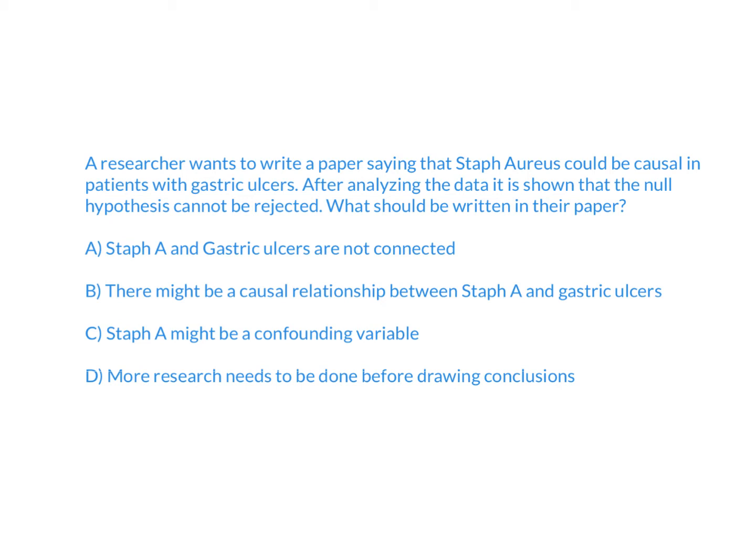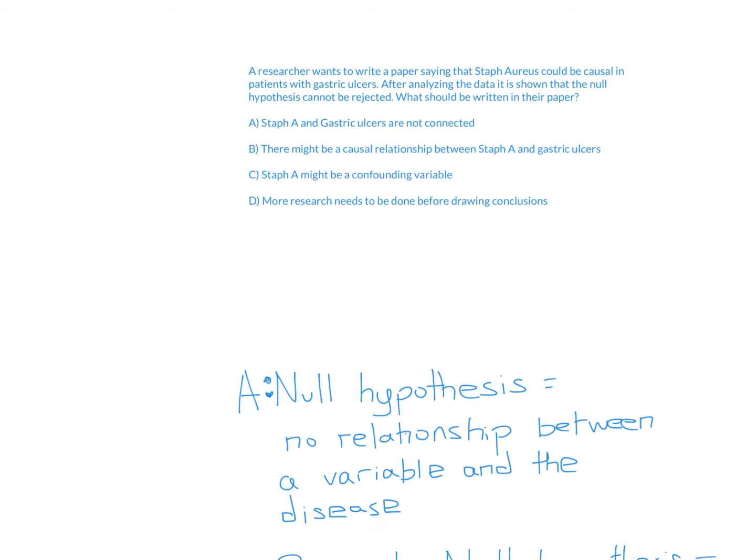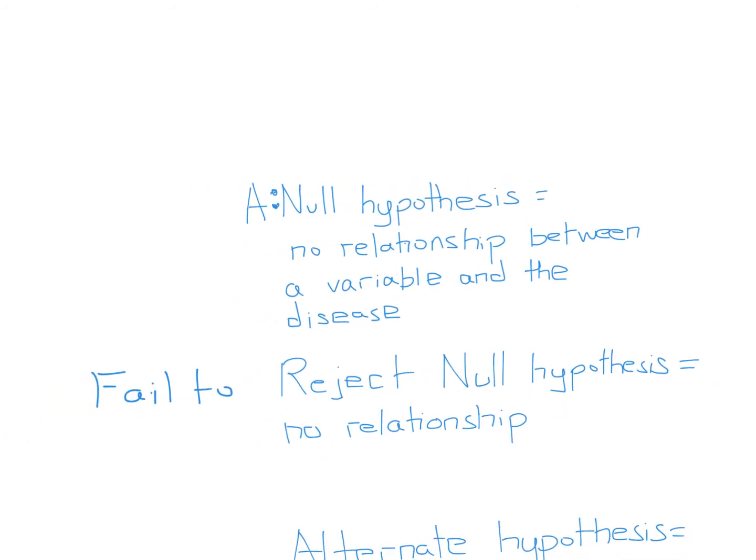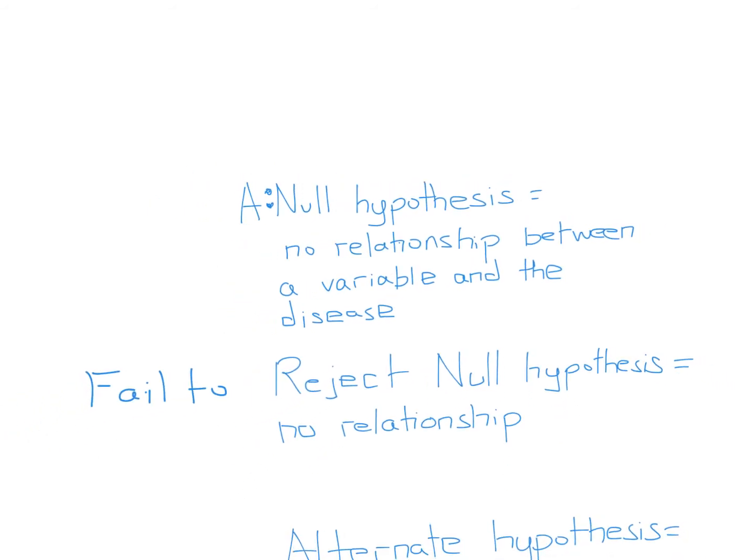Okay, so the answer is going to be A. So staph A and gastric ulcers are not connected. The way they phrase these is kind of convoluted. Essentially, null hypothesis means that there's no relationship between a variable and the disease. And when they say fail to reject the null hypothesis, it's essentially like two negatives.